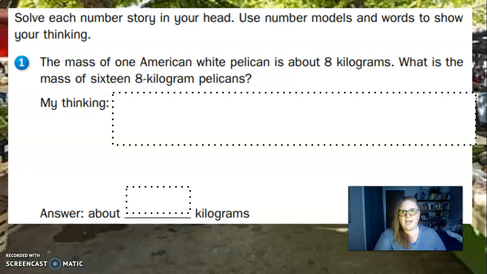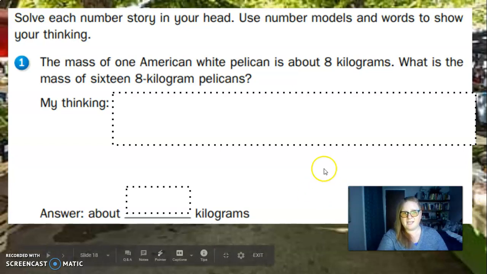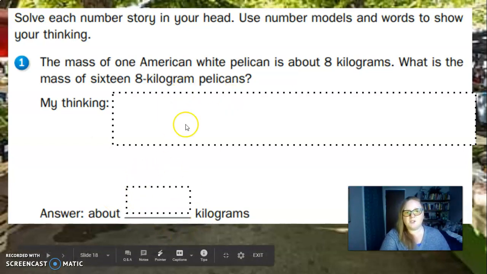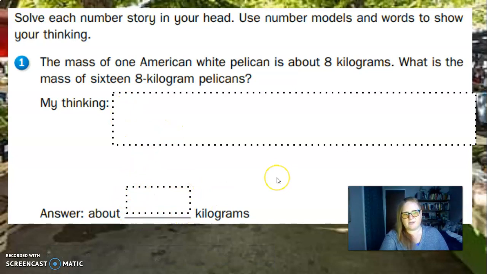So, solve each number story in your head. Use number models and words to show your thinking. So you're going to put your thinking right here, just like I said. What did you break apart? How did you break it apart? Or if you didn't use break apart, how did you double it? Things like that. The mass of one American white pelican is about 8 kilograms. What is the mass of 16 8-kilogram pelicans? And then after you put all of your thinking in the strategies that you used, you're going to put your answer down here.